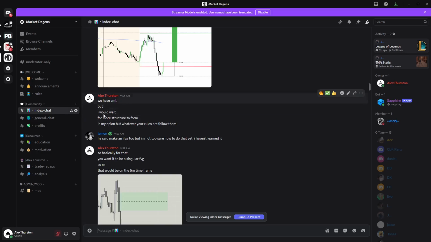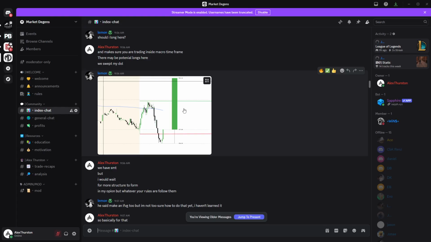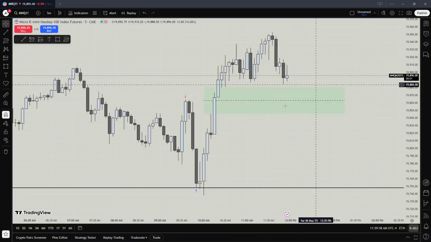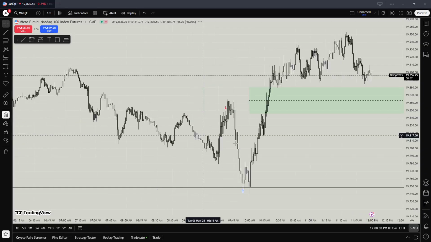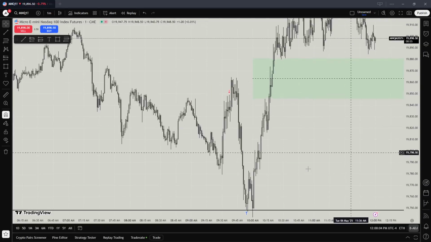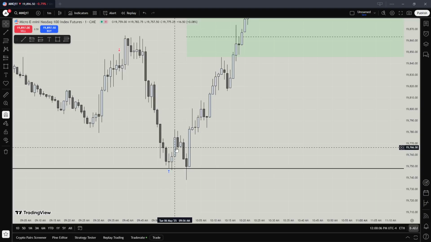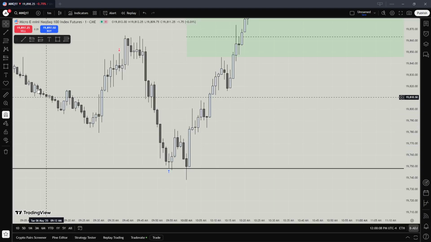So I was talking to him. Yep, right here. I was saying we should wait for more structure to form, because he asked if we should long. And I said, there's potential longs here. We swept my draw on liquidity. We have SMT, but I wanted more structure, right? Because he sent this picture on the first upwards closing candle. Now, if we go over here on the 1 minute, which is what we would enter on, this is where he sent the screenshot, right here, this candle. I said, let's wait for some structure.